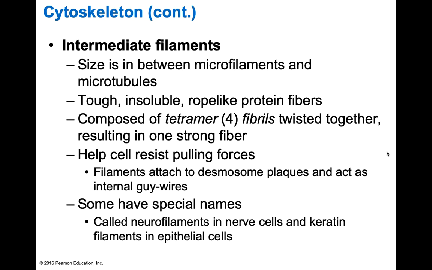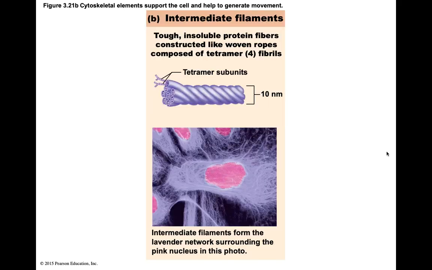Some have special names. We have neurofilaments in nerves, and keratin filaments in our epithelial cells. So sometimes they have particular names that reflect where they're located, what they're composed of, or what they're associated with. Here's an example of what that looks like. You have these tetramer subunits that are all woven together. You can tell that this is a 10 nanometer thick molecule, whereas our microfilaments were 7 nanometers. In this picture, they form this purply lavender network that's surrounding the nucleus of this cell.